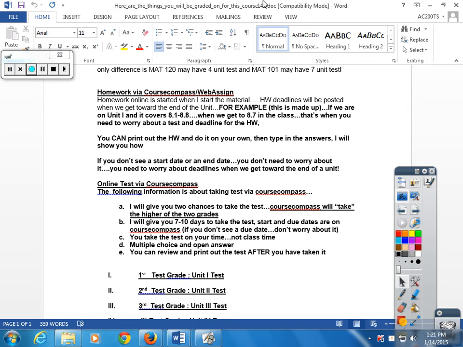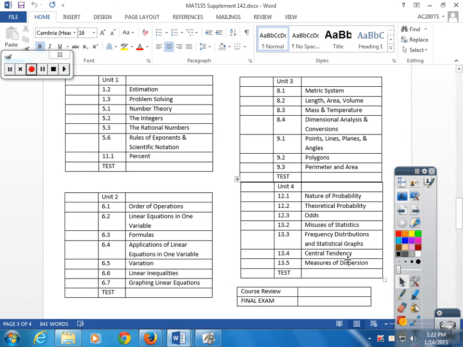All right. Homework deadlines will be posted when I get toward the end of the unit. Well, how do I know when's the end of the unit? Well, that's that page I just showed you a while ago. There you go. Let's say that we're going over 5.1. Next week, that's where I start. Go ahead and mark 1.2 and 1.3 off. I don't cover those. I'm not going to insult your intelligence by teaching estimation.